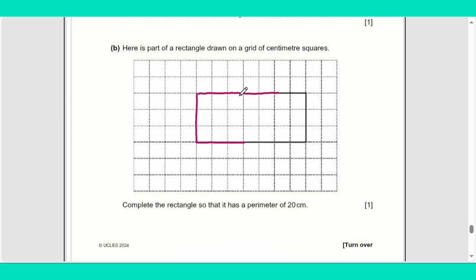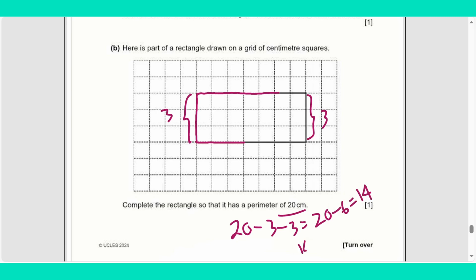Here we go guys. This is the completed rectangle, so perimeter of 20. This is given as 3, so the other side must be 3. So then we have 20 minus 3 minus 3, 20 minus 6, that is 14. And then the 14 we have to divide by 2 to get the length of the longer side. So it's 7, so we make 7 here and 7 there. So altogether we get 7 plus 7 plus 3 plus 3 is 20.